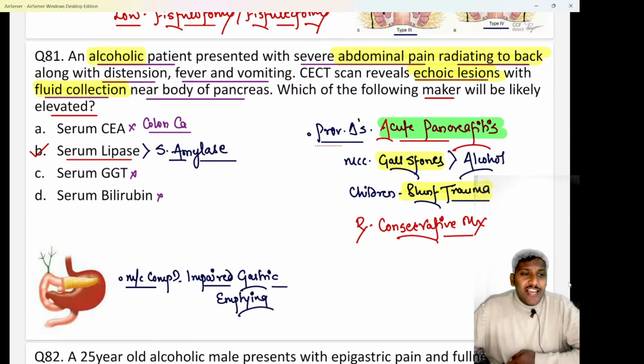Here they have not spoken about any jaundice. So serum bilirubin, we won't find it to be elevated. Here the cause for acute pancreatitis is more likely going to be alcohol. So as such, bilirubin may not be elevated. They have not said any jaundice also. So do remember that. Okay?